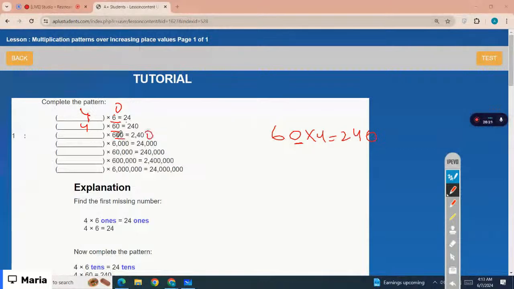You have 600 times 4 is 2400. Then 6000 times 4 is 24,000. So the missing number is 4. And the number of zeros are increasing, as the same number of zeros on this side, right? Okay, let's just start with the practice questions.